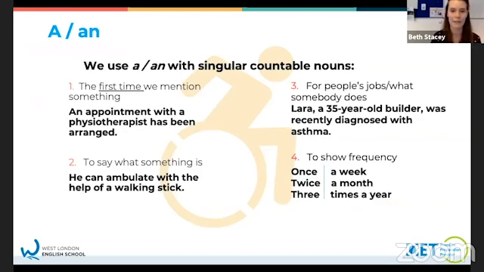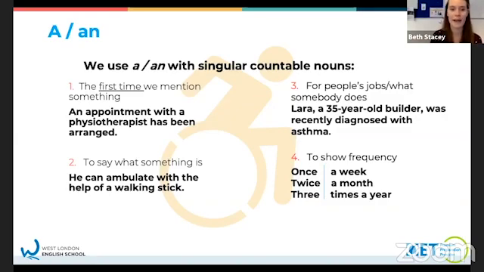So let's look at this in more detail. We use a and an with what we call singular countable nouns. And what that basically means is countable means you can count it. For example, a patient, 2 patients, 3 patients. So I can count that. An example of something that is uncountable would be water. I can say water, but I can't say 2 waters, 3 waters. Then I need to say a glass of water or something like that.